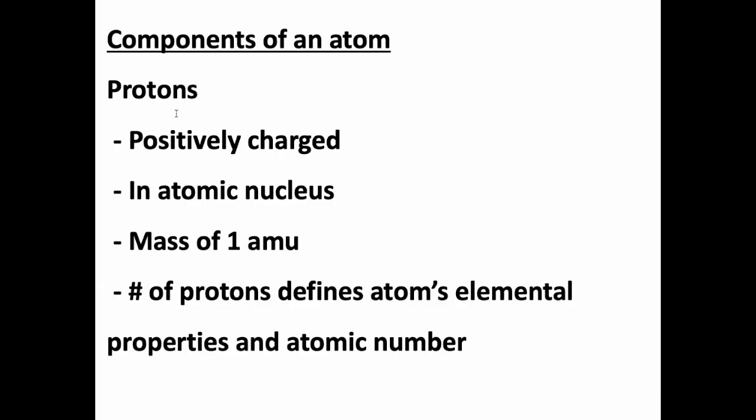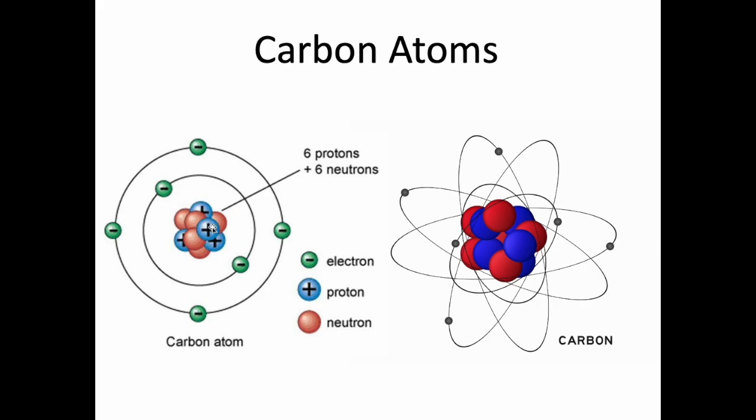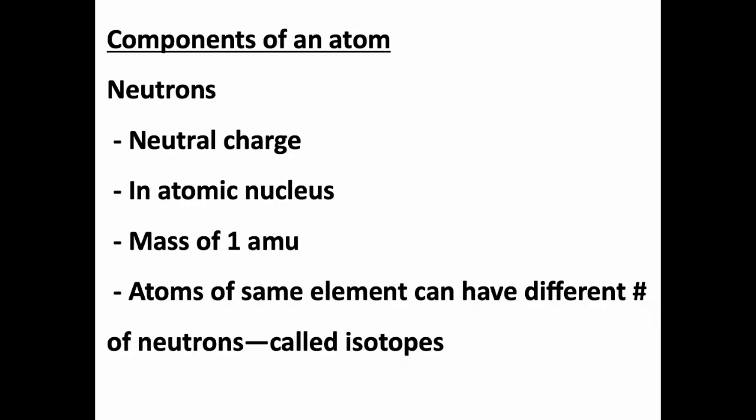So very important. Another component here I want to talk about, continuing on with the nucleus, are the neutrons. It's right there in the name, neut. These are not positive, these are not negative. Neutrons have a neutral charge. They are also in the atomic nucleus right next to those protons, and you can't see it from looking at it, but they also have a mass of 1. So neutrons: neutral charge, in the atomic nucleus, mass of 1 AMU, just like protons have 1.